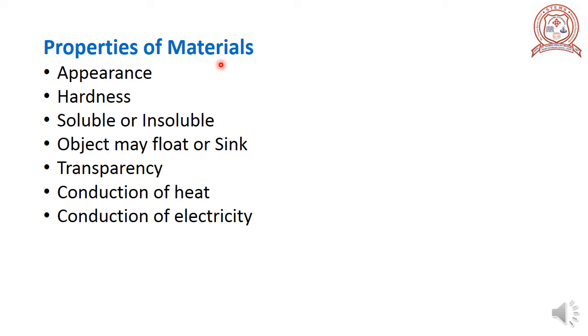So the properties of the material decide its uses. For example, cooking utensils are made of metals because metals do not break easily, and more importantly, they are good conductors of heat. Materials that allow heat to pass through them quickly are called good conductors of heat. Usually, cooking utensils are made of metals.